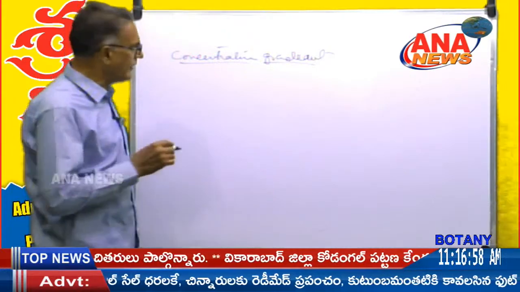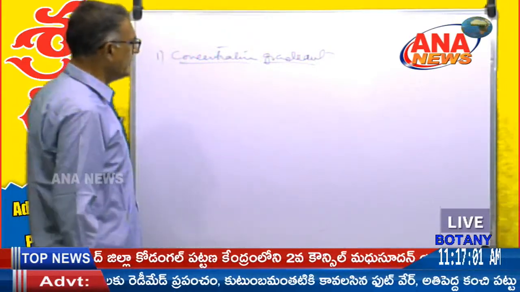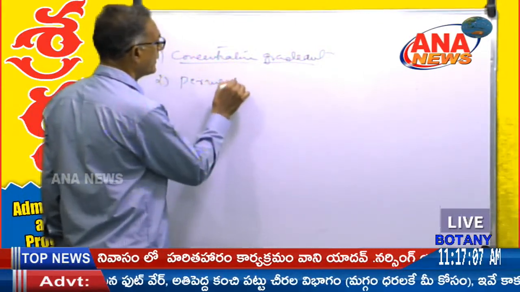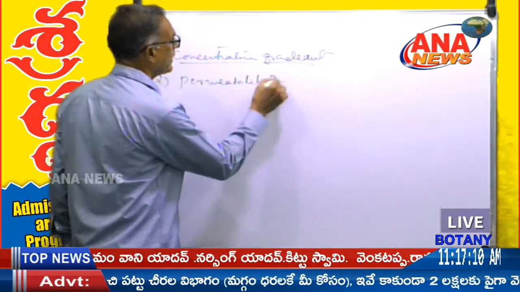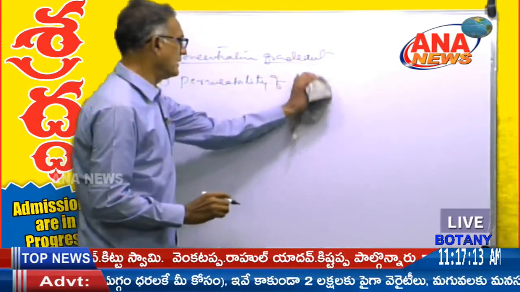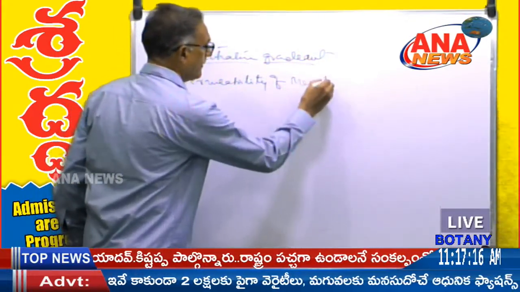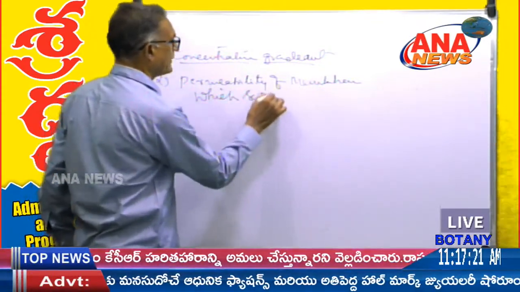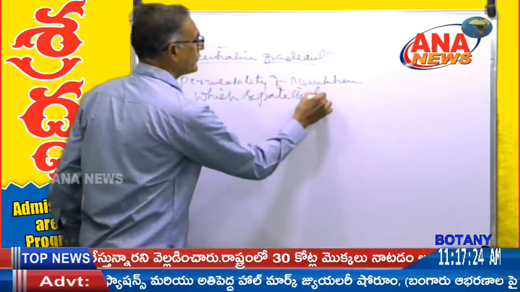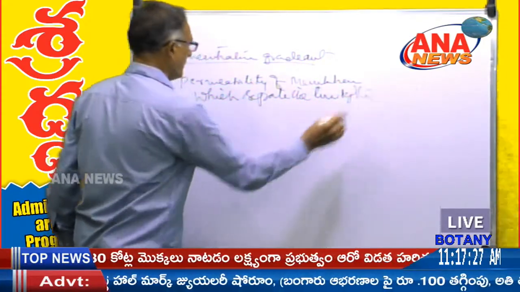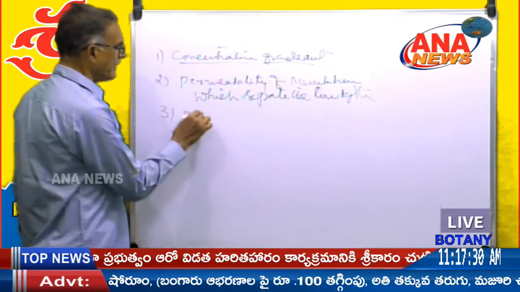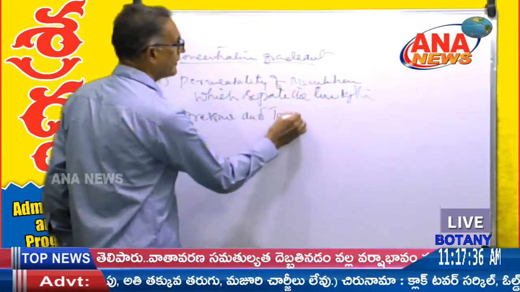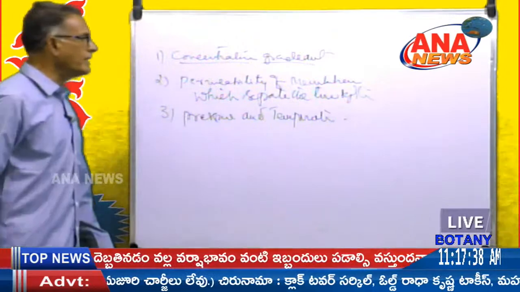The diffusion can be affected by, first, the concentration gradient. Second, the permeability of the membrane which separates the two systems. And third, pressure and temperature also affect the diffusion.